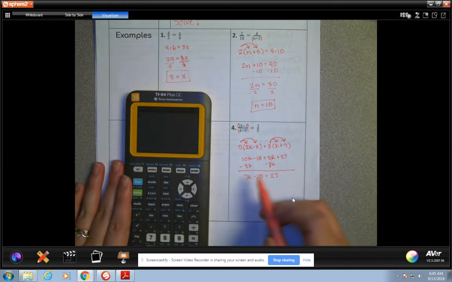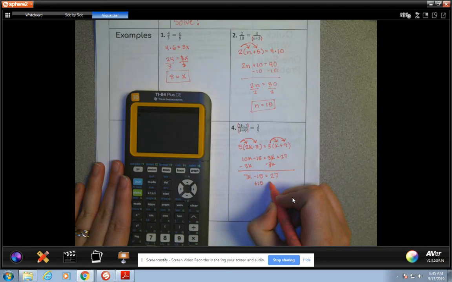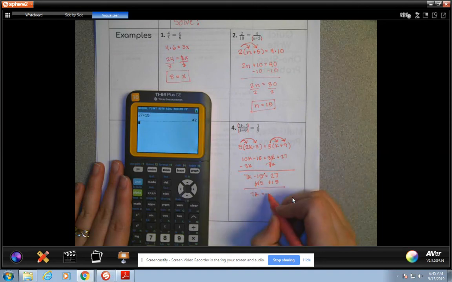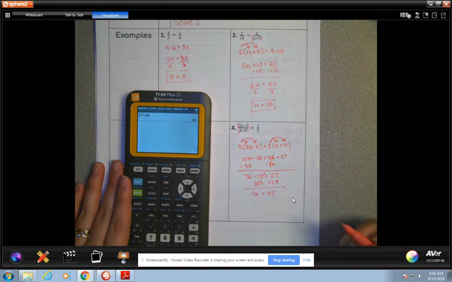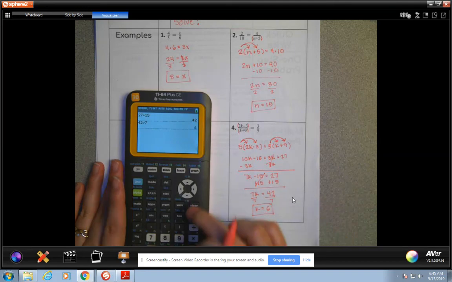Now we just want to get rid of the 7 and the negative 15. I can't get rid of the 7 first because it's attached to that k, so we're going to say plus 15. Remember, you do the opposite when you're moving stuff. So we bring down our 7k. Our 15's cancel. We're equal to 27 plus 15. That's 42. Our last step is to divide by that 7 in front of the k. So divide by 7, and you get k equals 42 divided by 7, which is 6. K equals 6.